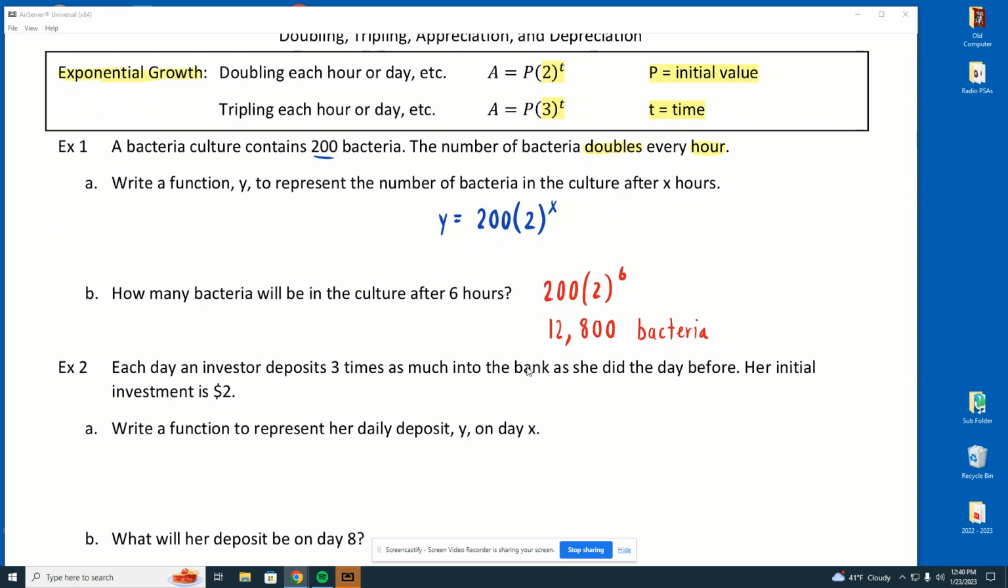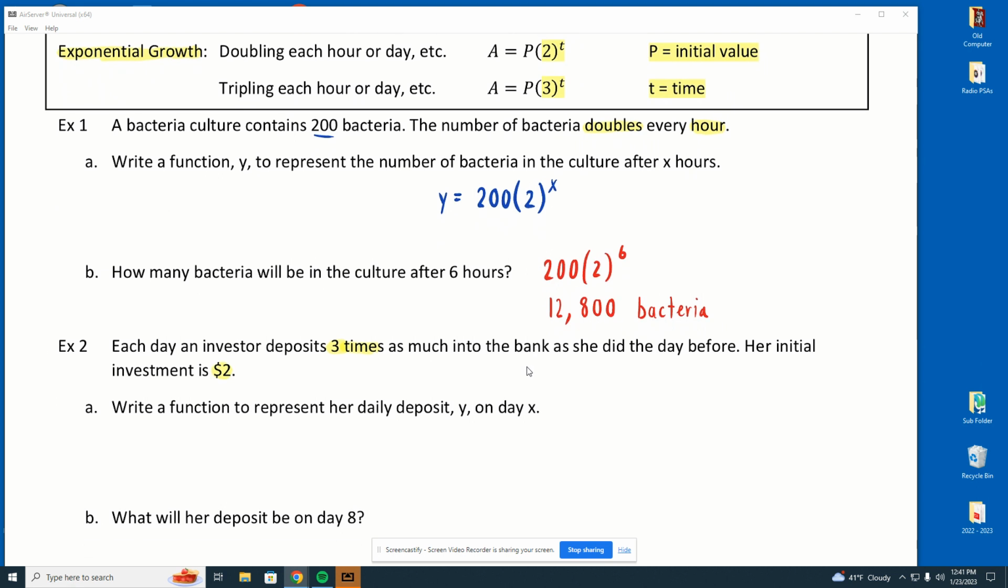Each day, an investor deposits 3 times as much. Guys, what's 3 here? Is that my P value? No, because it says each day they do 3 times as much. So 3 times is representing that I'm doing what? Which means I'm tripling my value, right? I'm using the tripling formula. Now, as it keeps on going, it says her initial investment is $2. That's my what? That's my P. That's my principal amount.